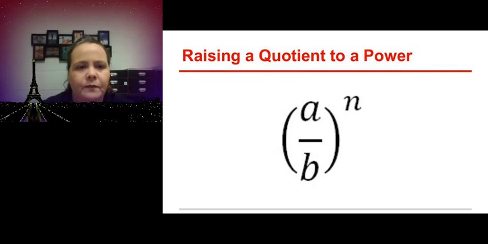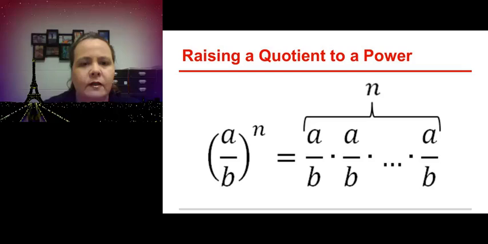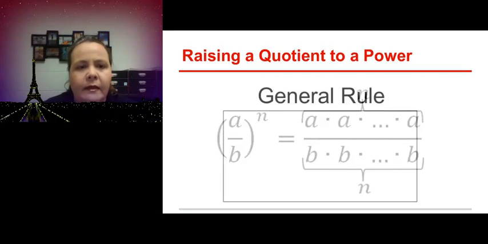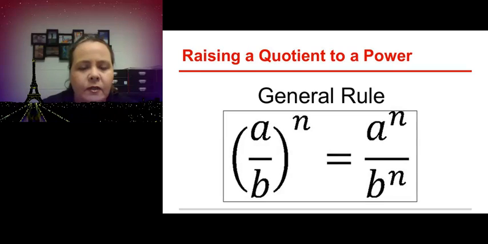Okay, let's look at raising a quotient to a power. Here we have a divided by b, all raised to the n power. That tells us that we have a divided by b multiplied by a divided by b, n times. If we use what we know about multiplying fractions, we see that we have a multiplied n times in the numerator and b multiplied n times in the denominator, which leads us to the general rule that a divided by b, raised to the n power, is equal to a to the n divided by b to the n.